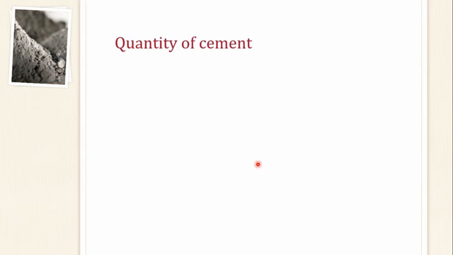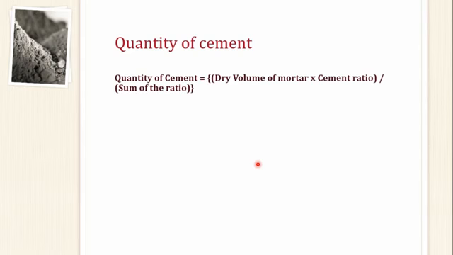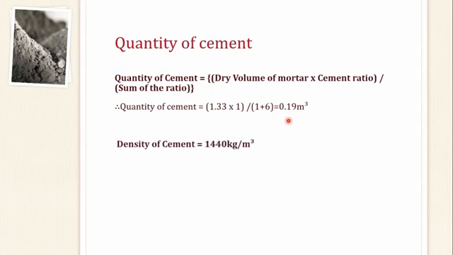Now quantity of the cement. To calculate the quantity of cement, we have to remember a simple formula, that is quantity of cement equals dry volume of the mortar multiplied by cement ratio divided by sum of the ratio. We know the dry volume of mortar, the cement ratio and the sand ratio. Therefore, quantity of cement equals 1.33 multiplied by 1, that is dry volume multiplied by cement ratio, divided by cement ratio plus sand ratio, that is 1 plus 6. If you divide 1.33 by 7, then you will get 0.19 meter cube.